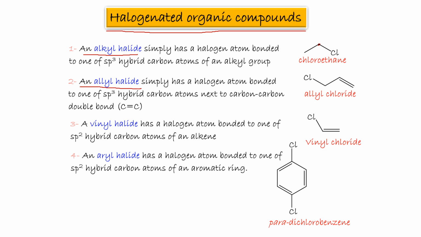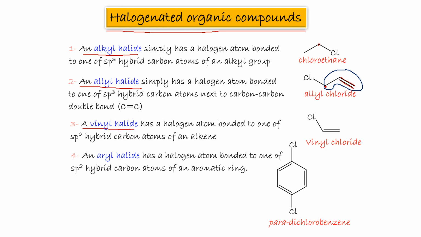An allyl halide simply has a halogen atom bonded to one of the sp3 hybridized carbon atoms next to the carbon-carbon double bond. This is the sp3 carbon next to the carbon-carbon double bond. We call this the allyl group. Okay?